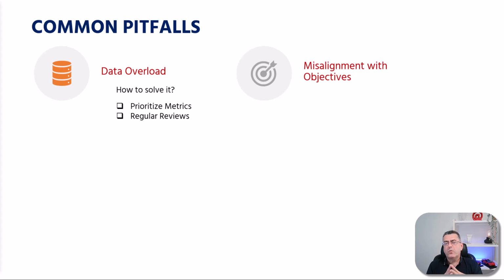Another problem is when these KPIs are not aligned with your objectives. You need to make sure that each KPI that you choose is directly aligned with at least one business objective. If the business objective is to save time, use time KPIs. If your business objective is to save money, use cost KPIs. So it's very important that the KPIs are aligned with the objectives of your business.